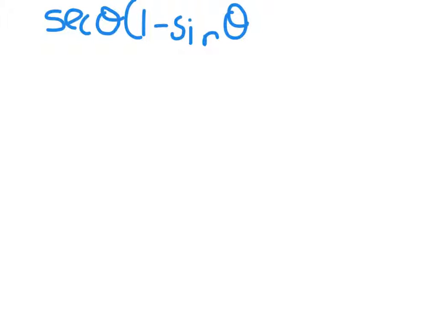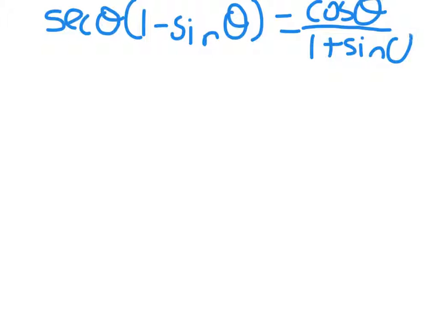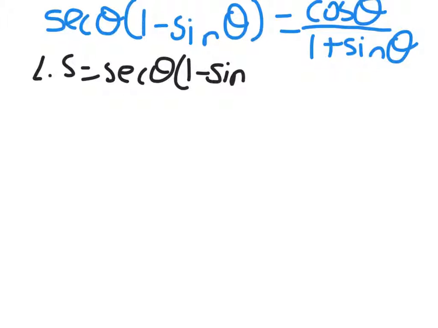And another example today, we have sec theta times 1 minus sine theta equals cos theta all over 1 plus sine theta. I'm going to start with my left side, and that is equal to sec theta times 1 minus sine theta.